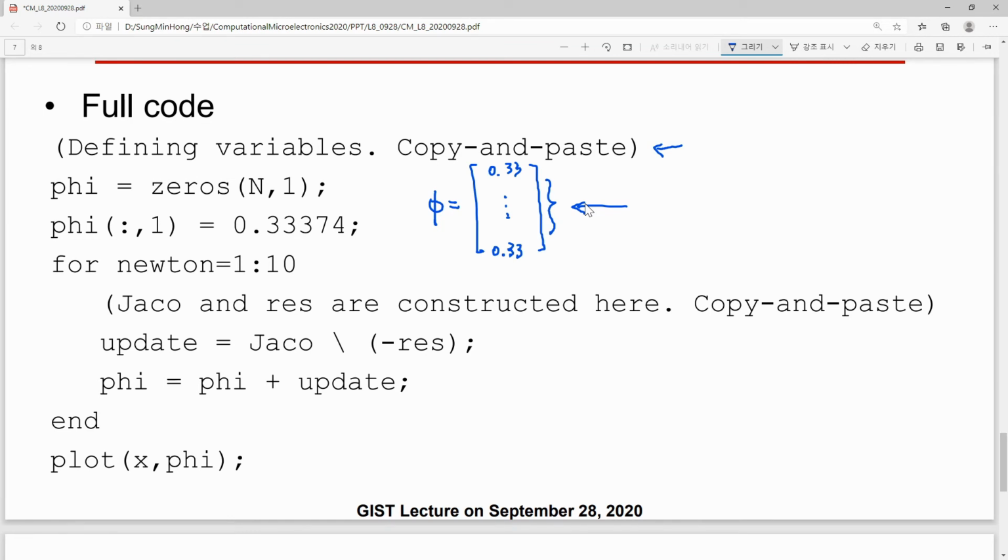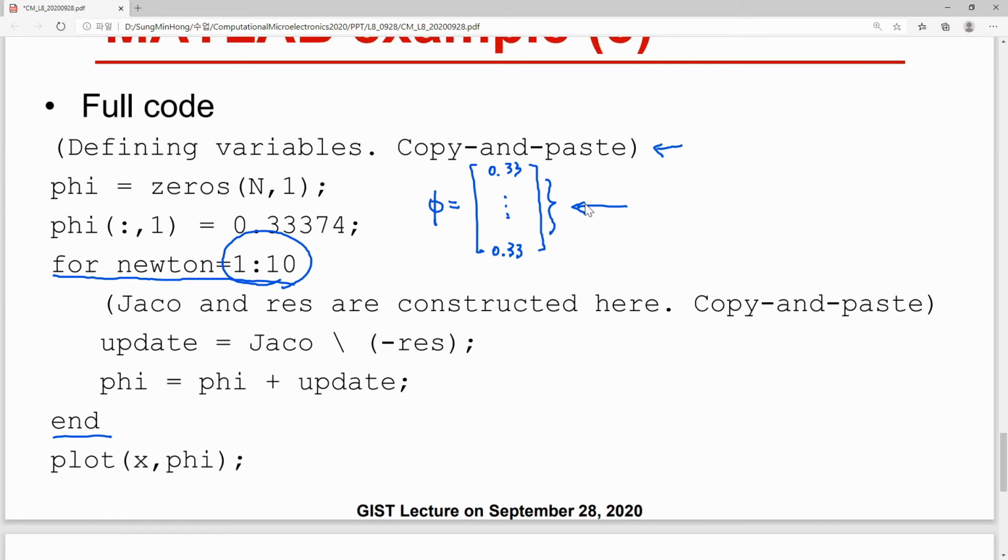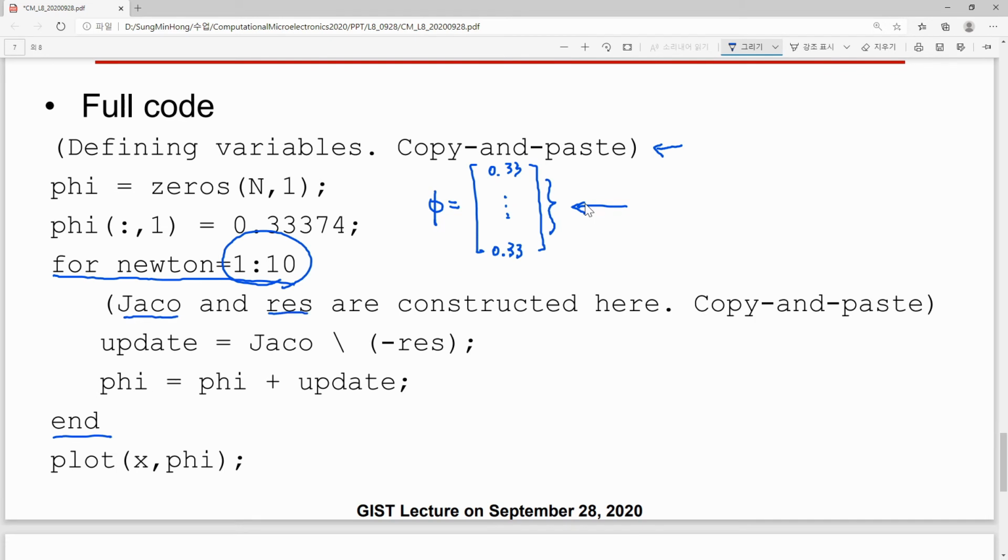After that we have the Newton loop, and here we just run 10 times of the Newton loop. We have not introduced the way to break the loop when we have a certain small update value, so just run sufficient times. 10 iterations is enough for this case. And here the Jacobian matrix and residue vector are constructed, and please copy and paste it to here. You will have it. After that your update vector is obtained by the Jacobian and minus times the residue.